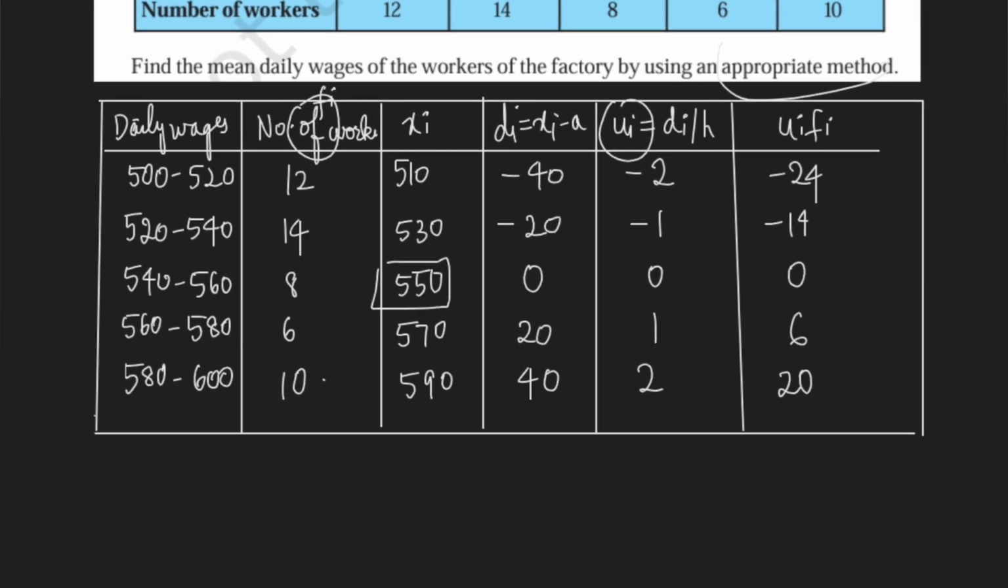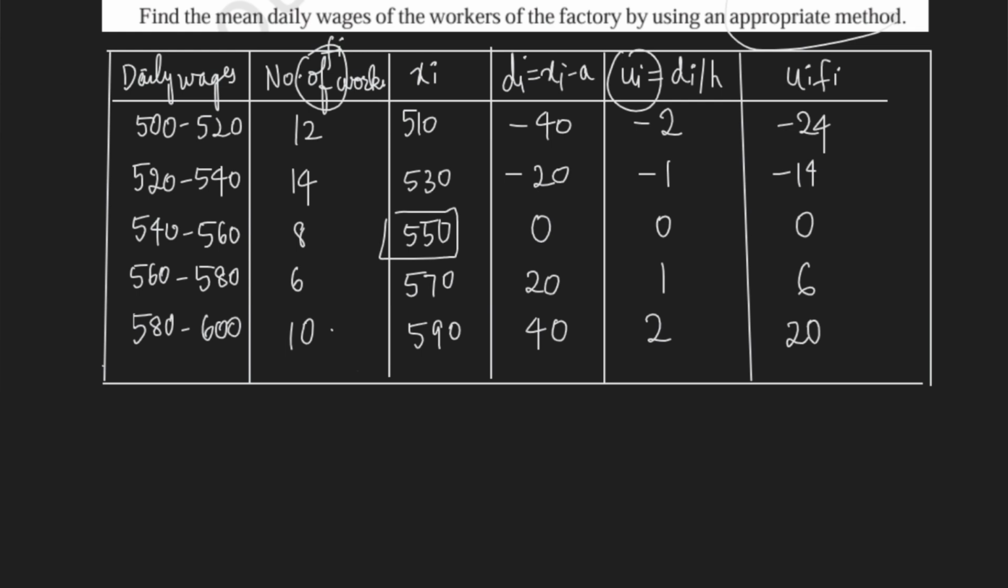So the next step is to do the total of fi and uifi. So which is sigma fi, which is 50 here, and this is sigma uifi, which is negative 12.